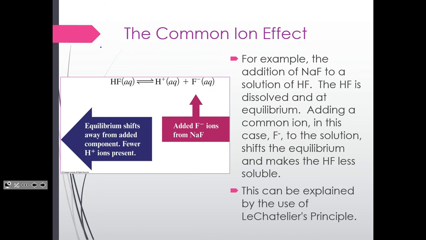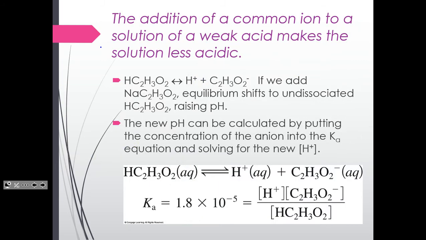Another example: if we were to add NaF, a basic salt, it would ionize completely into Na+ and F-. From our equilibrium system with hydrofluoric acid, we know that F- was the common ion. So if we are making an addition of more F- ions, then equilibrium is going to shift to the left, and thus fewer H+ ions will be present. And if we are decreasing the concentration of H+ in solution, we are going to be making the pH rise. So if we add a common ion to a solution of weak acid, it will make the solution less acidic. That would be increasing the pH, fewer hydrogens.